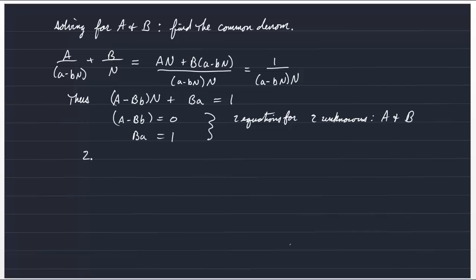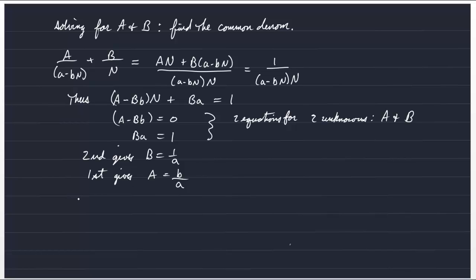The second of those two equations gives B is equal to 1 over a. When we substitute B equals 1 over a into the first, we get A is equal to b over a. So we've solved for the two coefficients that allow us to break this fraction into the sum of two partial fractions.